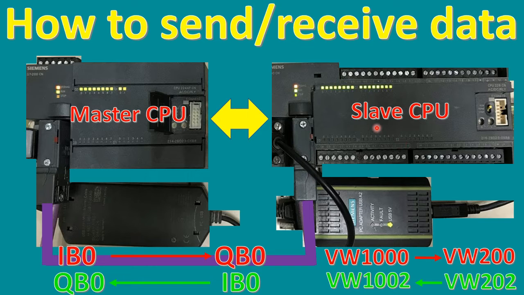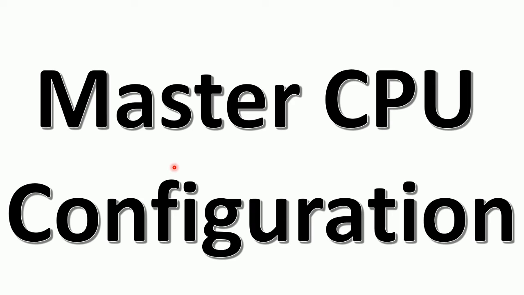For today's part 2, we will link VW1000 from the PLC master to VW200 of the PLC slave, and we will send VW202 from the PLC slave to VW1002 of the PLC master. Okay, so let's go.